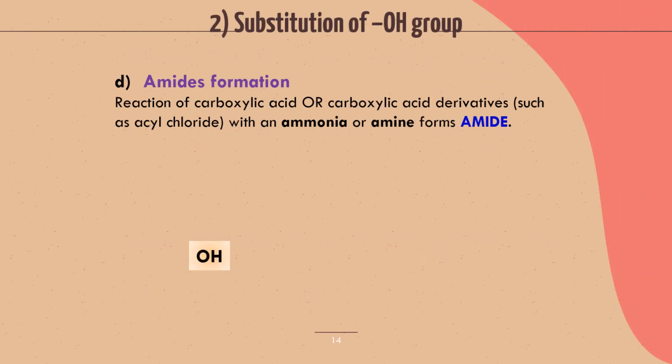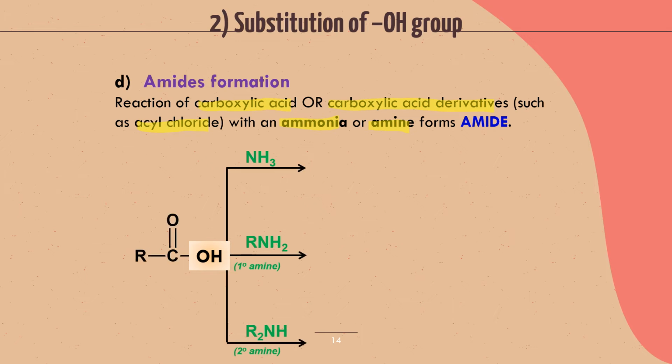The next substitutions of OH group adalah amides formation. So amide can be formed from the reactions of carboxylic acid or carboxylic acid derivatives such as acid chloride with ammonia or amines to form amide. So now, let's say this example. We are going to react this carboxylic acid with ammonia, primary amines and secondary amines. Okay, so here what we can do adalah kita boleh expand the structure of NH3 first.